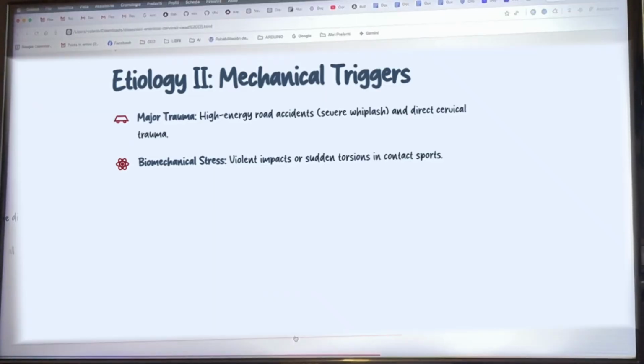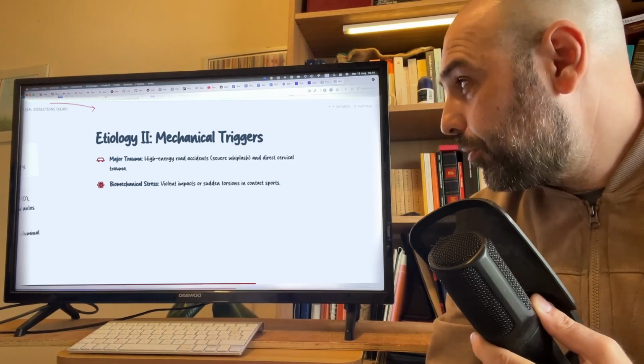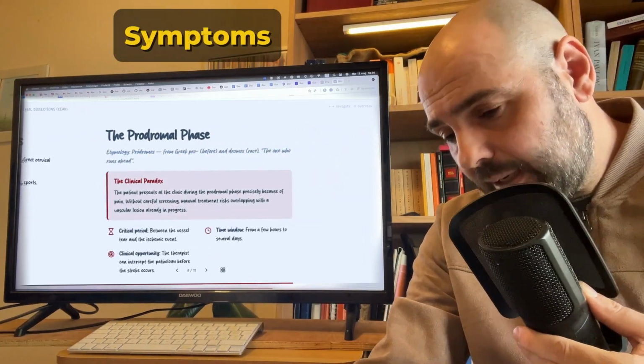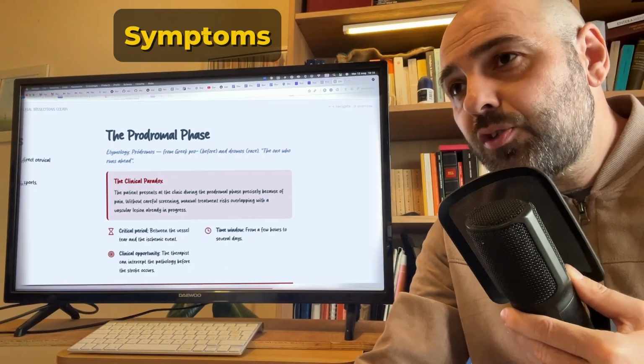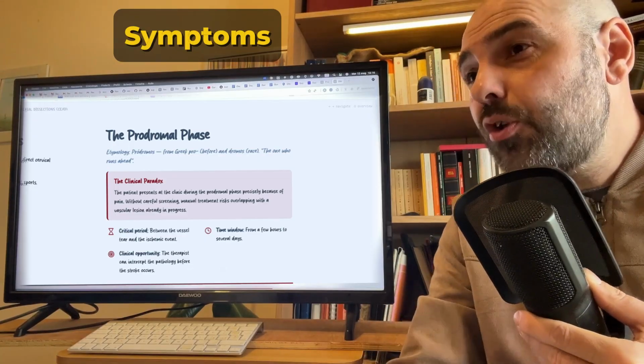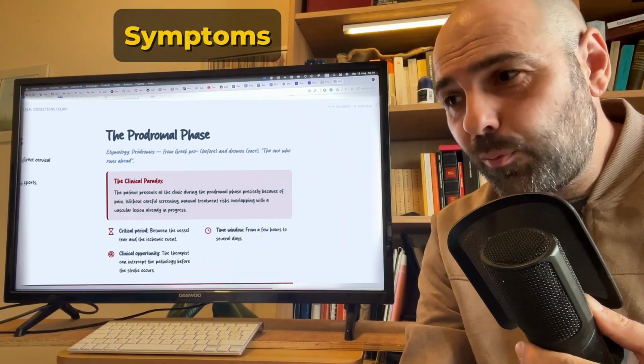And then there are many other biomechanical stresses, such as other violent impacts. Think about sudden twists that occur in contact sports. Now let's talk about the symptoms. This is the most difficult part because, unfortunately, we often don't realize we have an arterial dissection until it results in a full-blown stroke, with the consequences we know all too well.